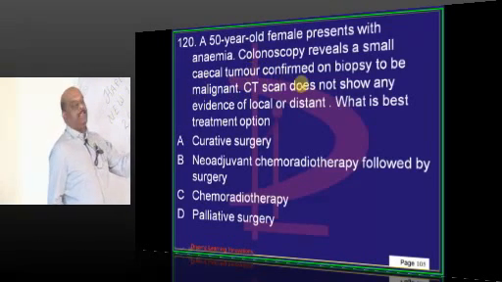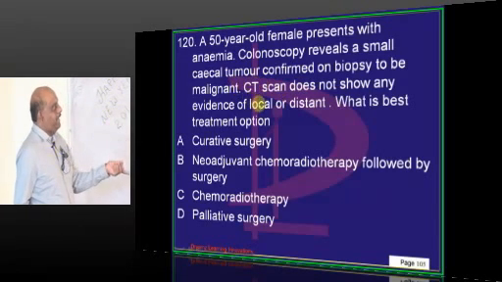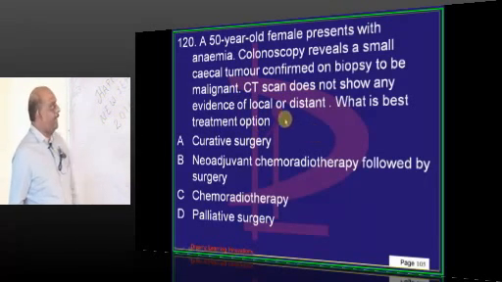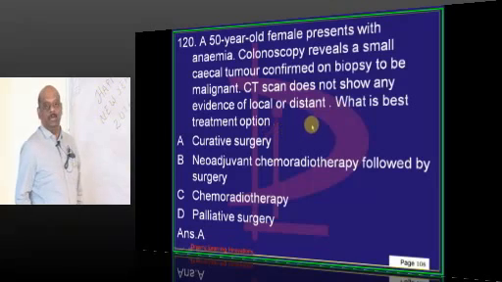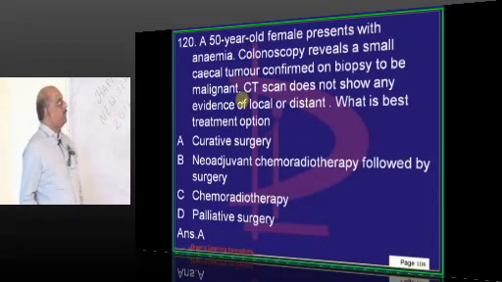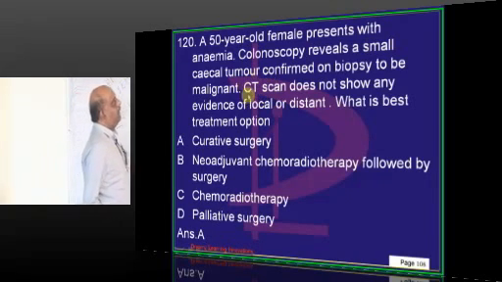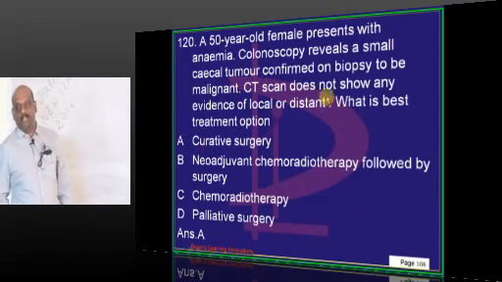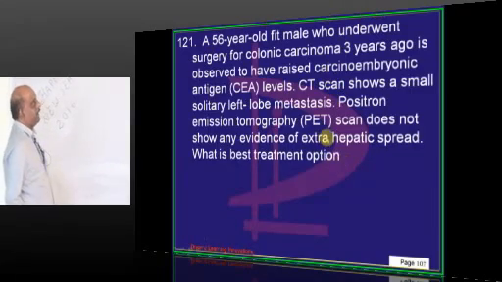A 50-year-old with anemia, colonoscopy reveals a cecal tumor, CT scan does not show any spread. What is the best treatment you want to do? Young individual, a 50-year-old female is a young individual. So there is a reason you can do a curative surgery in this given clinical condition.